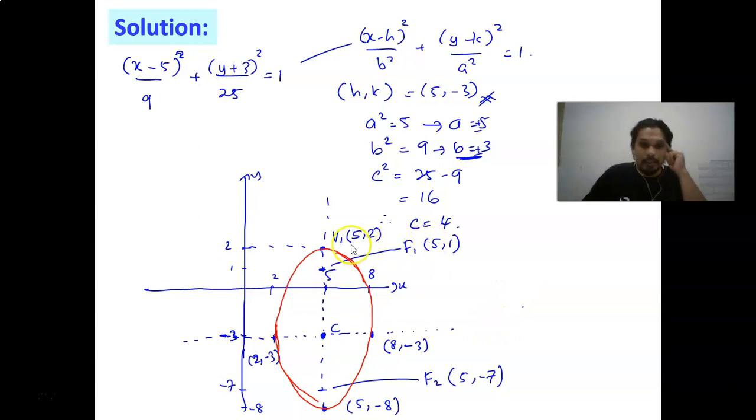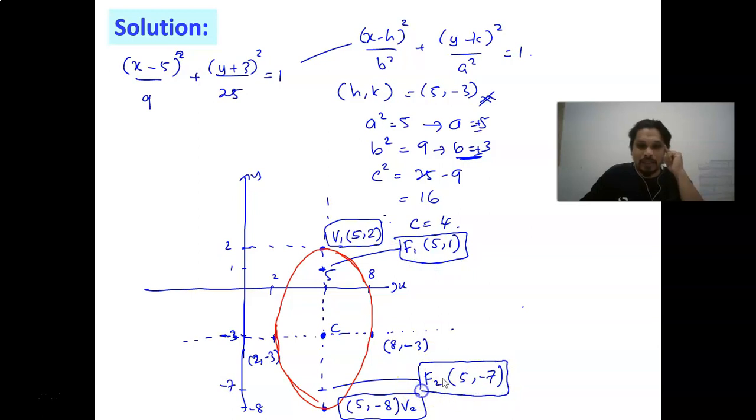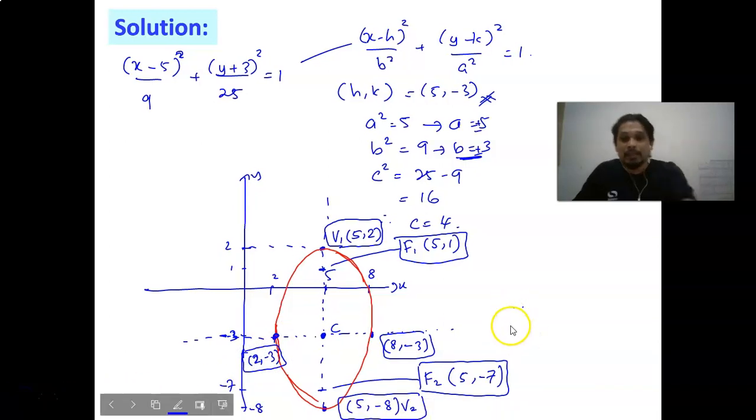Okay, V1, 5 and 2. This is V2, 5 and negative 8. F1, 5, 1. F2, 5, negative 7. And here is 8, negative 3. And this point here, 2 and negative 3. Okay, next.